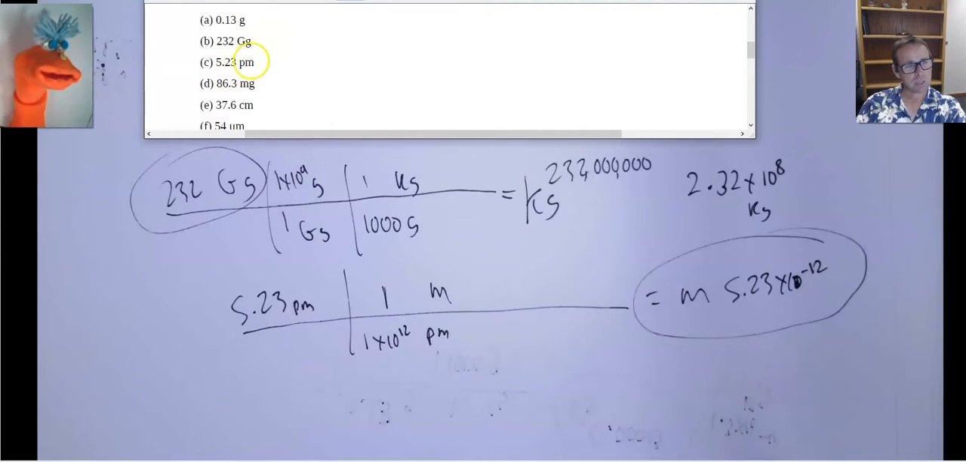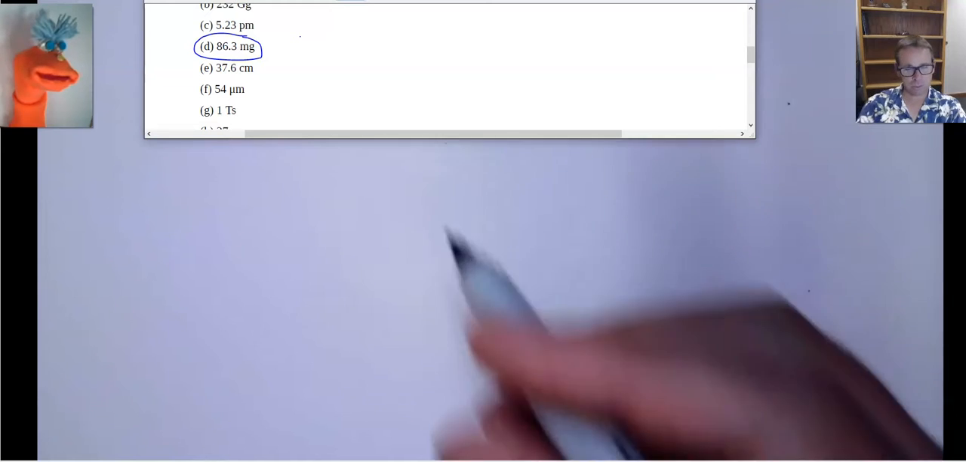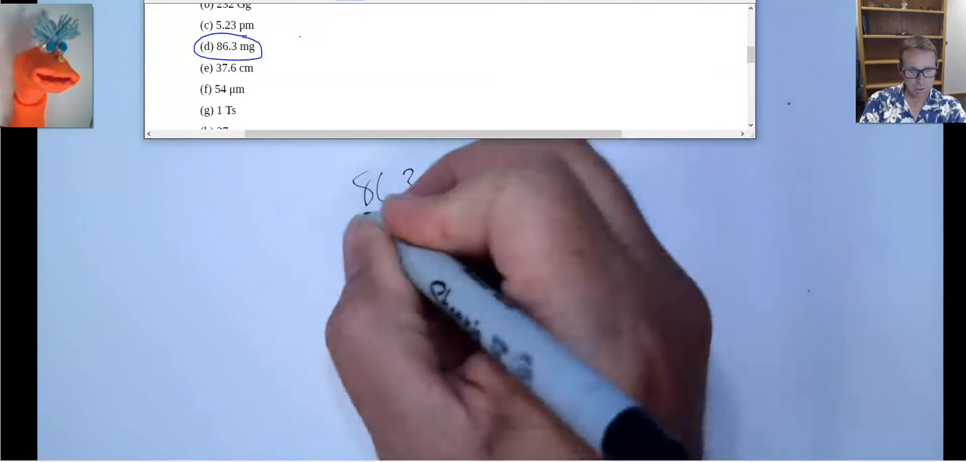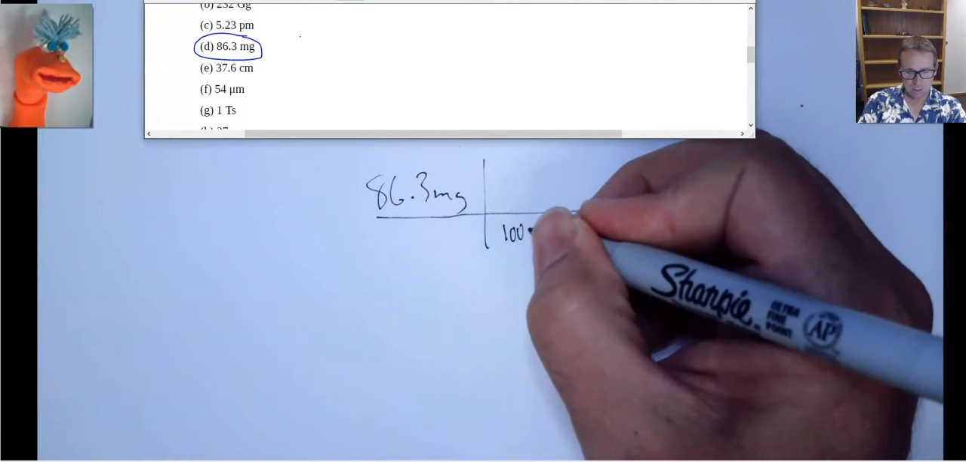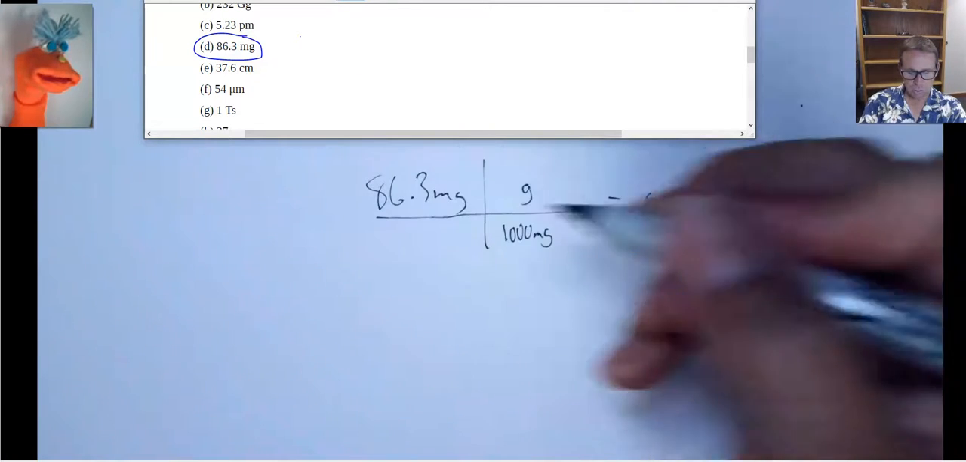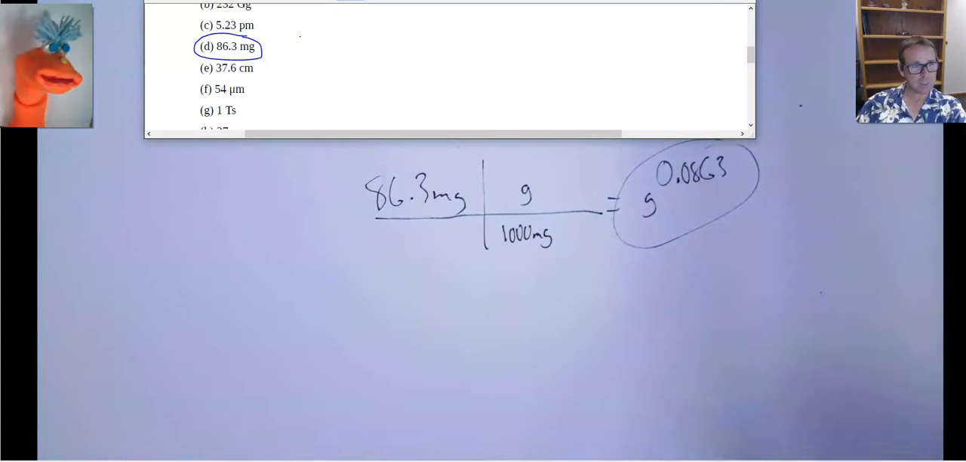Milligrams to grams. When we're dealing with grams and milligrams, we should probably be able to do this by memory, because that's something that we have to do frequently in the lab. So if I have 86.3 milligrams, I want to go to grams. There's 1,000 milligrams for every gram. So I can just go 1, 2, 3: 0.0863 grams. That's equivalent to 86.3 milligrams.